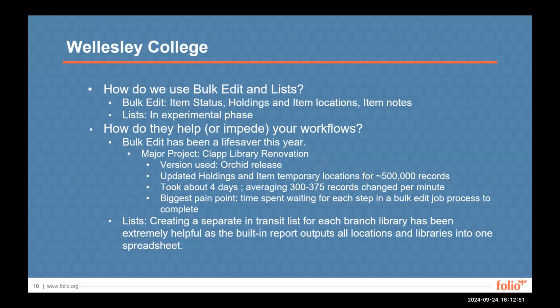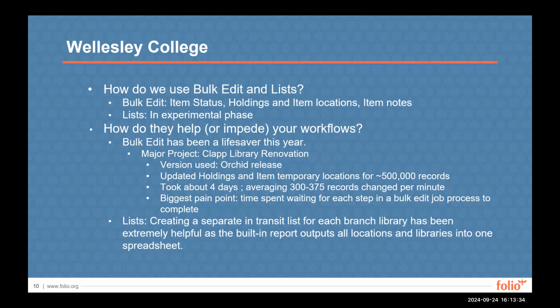Let's see. The lists app, what we've done is create a separate in-transit list for each of our branch libraries. We're just starting to test it out because the built-in report in, I think, inventory, you can get an in-transit items list, and it has everything all smushed together. So you have to do some data manipulation, usually in Excel, to separate the ones that are in transit to their home location, which is a different library, and organize it by library.